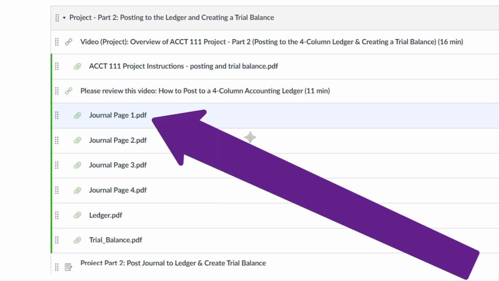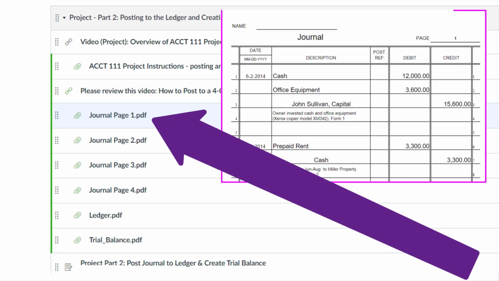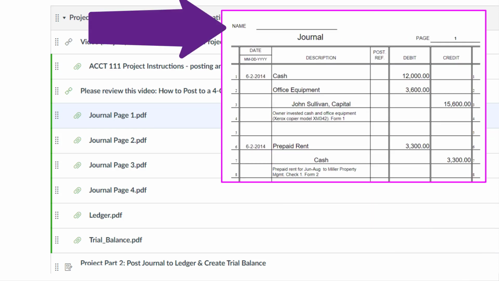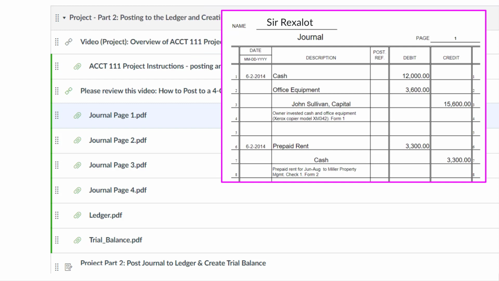So the best way to start this is to get your very first journal page. And this is what it looks like. And the first thing we do, of course, is put your name at the top. And then we're going to start with the very first debit, which is cash.